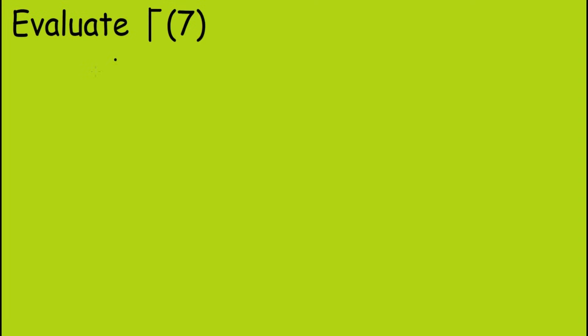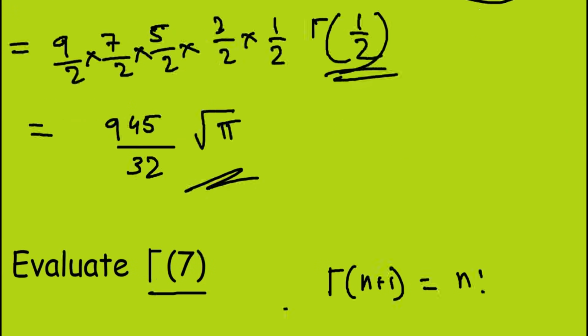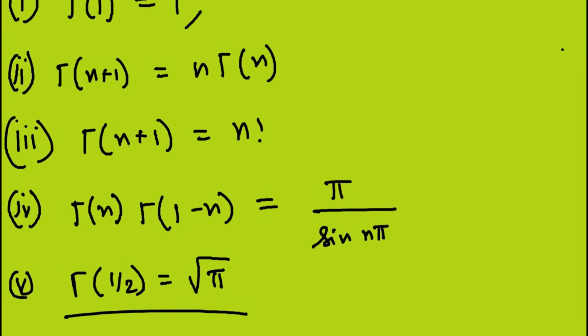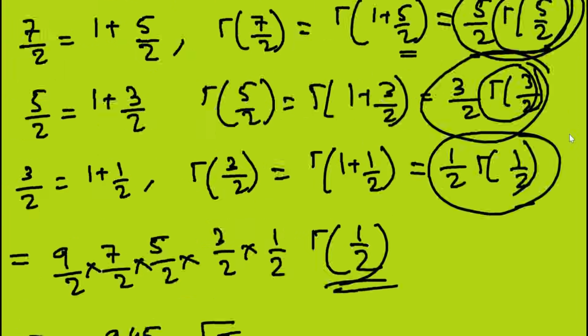So the second question asks, evaluate gamma 7. So this is very easy. We know that gamma n plus 1 can be written as n factorial. I have shown this in the property. You have seen over here, gamma n plus 1 equals n factorial. We will use this to solve this problem.